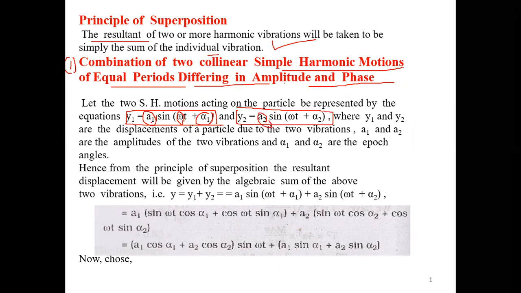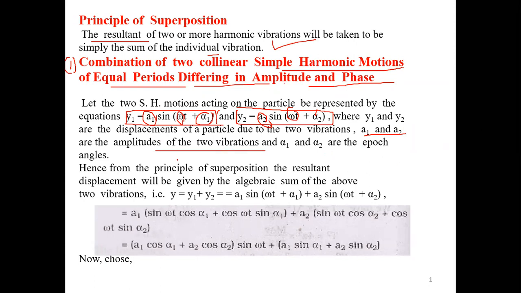And the second wave is y2 equal to a2 sine of omega t plus alpha 2, where a2 is the amplitude of the second wave. As I said, the amplitudes are different and the angular frequencies are the same. That means the frequency or period are the same, and the phases are different, alpha 1 and alpha 2. Here y1 and y2 are the displacements of a particle due to the two vibrations. As I mentioned, a1 and a2 are the amplitudes of the two vibrations, and alpha 1 and alpha 2 are the epoch or phase angles.